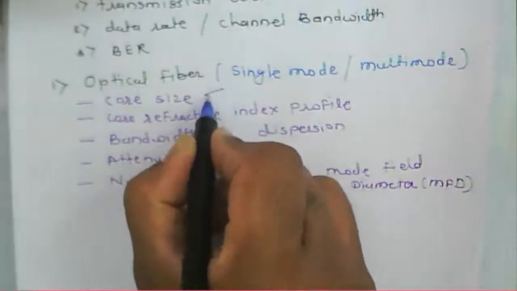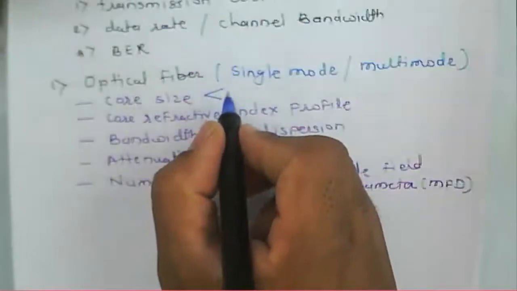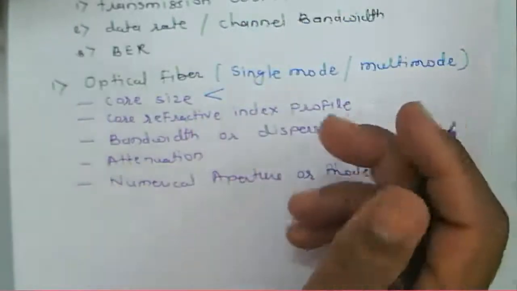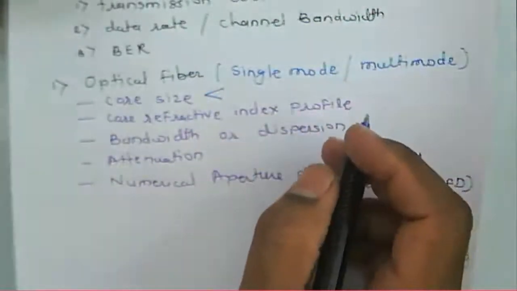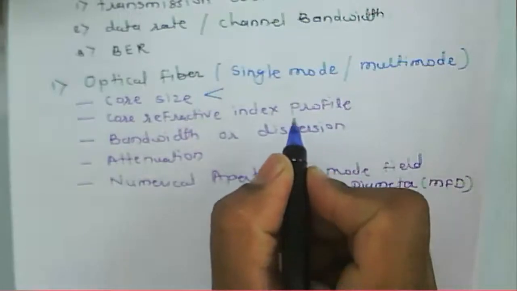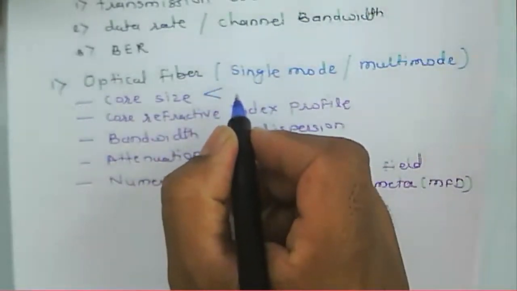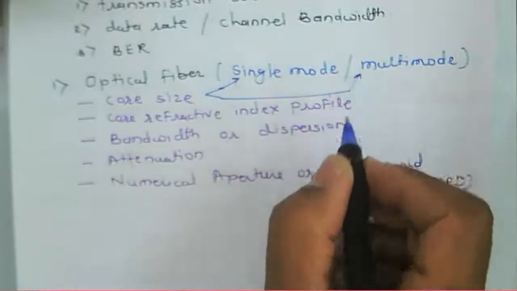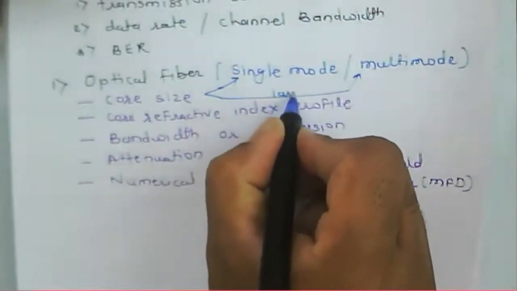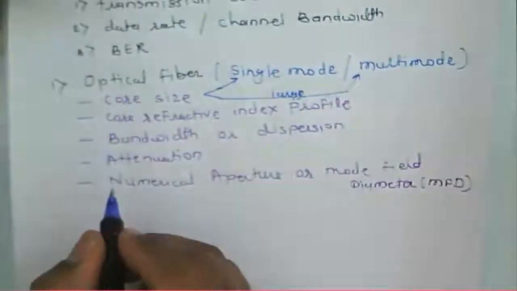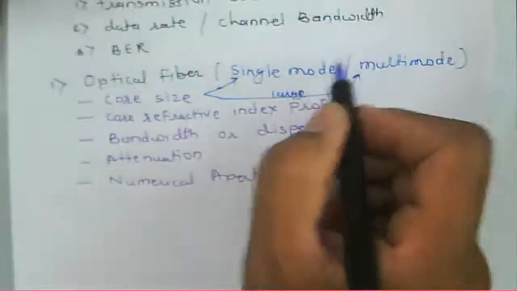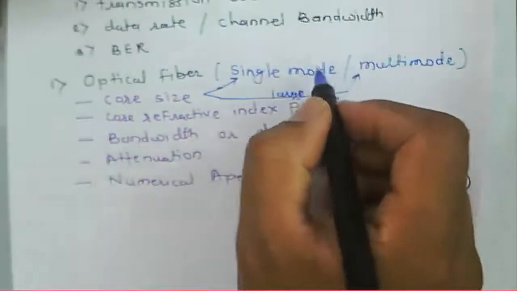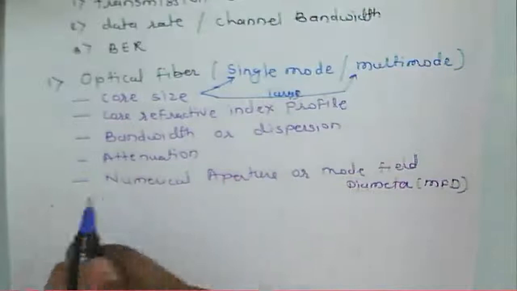So for that core size, whether small or large, your supporting modes will increase. If the size is increased, the supported modes will increase. If the core size of a fiber is small, then it will support a single mode fiber. If it is large, then it will support a multi-mode fiber. Then for large and small, it will also determine what type of source we require for this design.